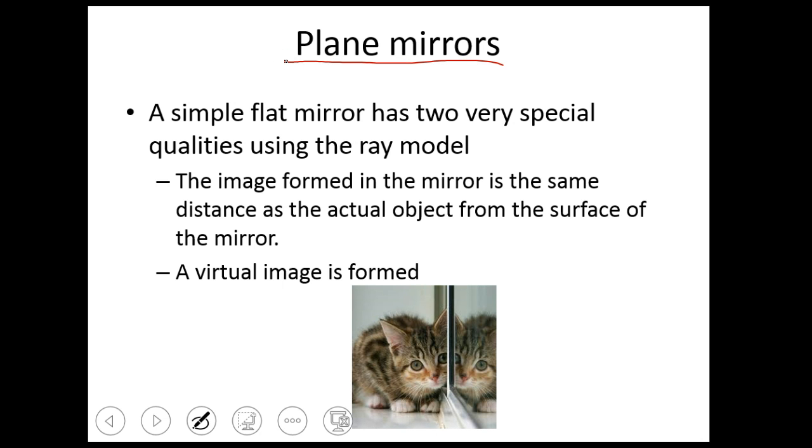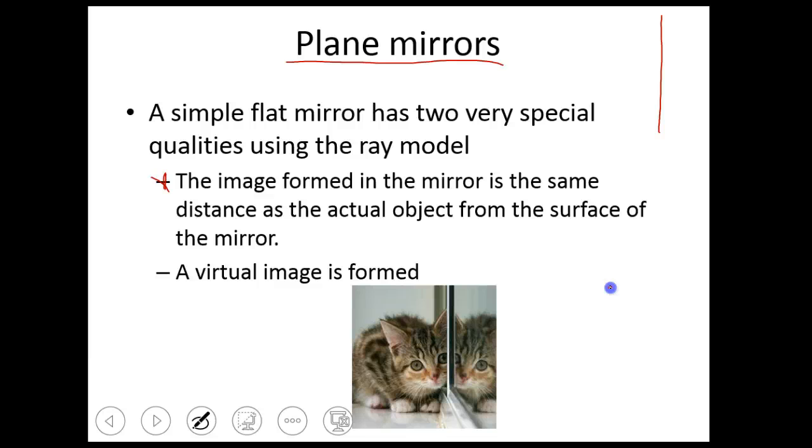A plane mirror is just a flat mirror, like the one that you use in your bathroom, or a pocket mirror. And we're going to use the law of reflection to study images in these plane mirrors. So a plane mirror is just a simple flat mirror. It has two very special qualities. One, and the first important one, is that the image formed in the mirror is the same distance as the actual object from the surface of the mirror.